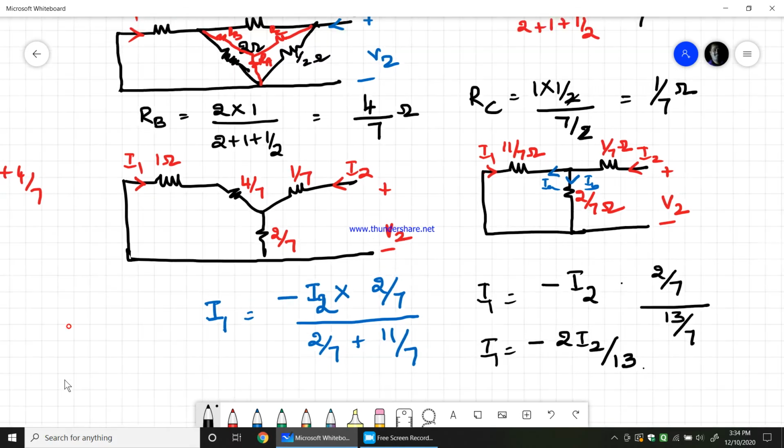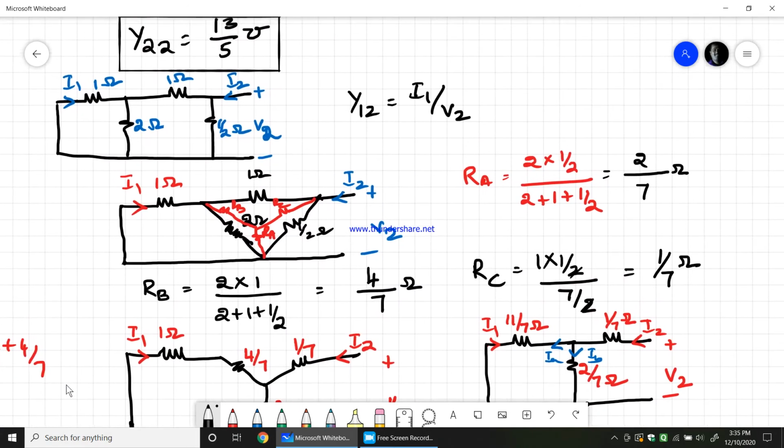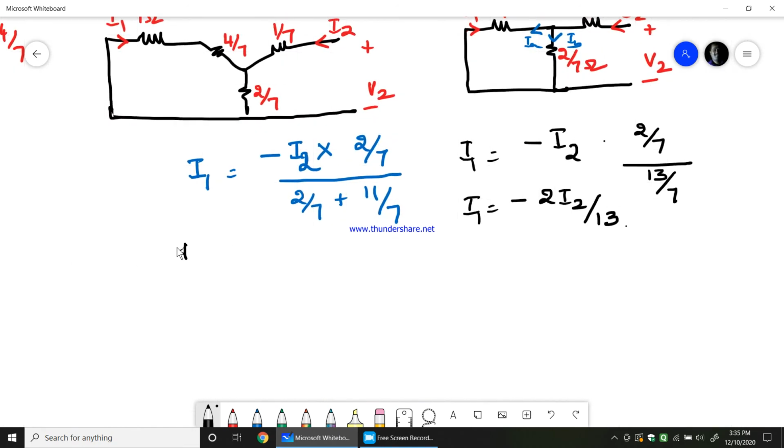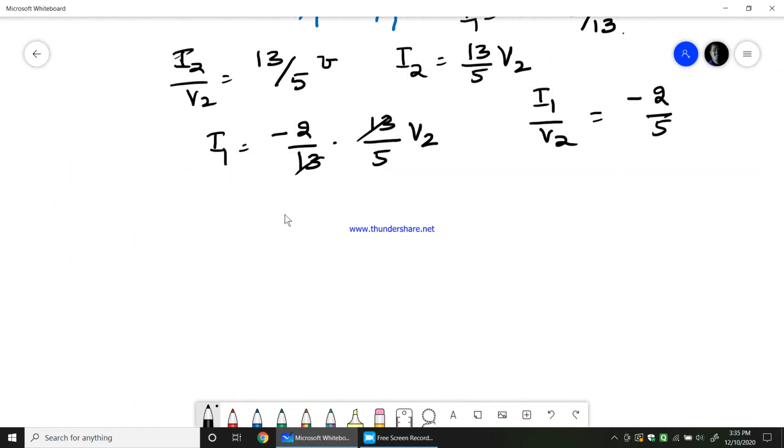Now earlier we saw that Y22 was I2 by V2, which is 13 by 5, which we have got earlier. So therefore I2 would be equal to 13 by 5 into V2. Therefore this I2 I will substitute in this equation. So I get I1 equals minus 2 by 13 into 13 by 5 V2. Therefore I1 by V2 is now equal to minus 2 by 5, which is nothing but Y12. So therefore Y12 equals minus 2 by 5 mho.